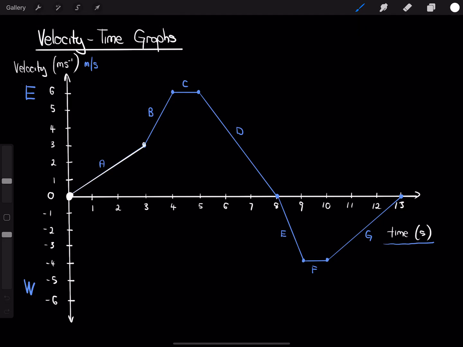Now, in section B, you'll notice that once again the velocity is increasing, but it's increasing at an even greater rate than in section A. And so in section B, there's also acceleration occurring, but it's even greater acceleration than section A. And what we can gather from that is that with a velocity time graph, the steeper the gradient, the greater the acceleration.